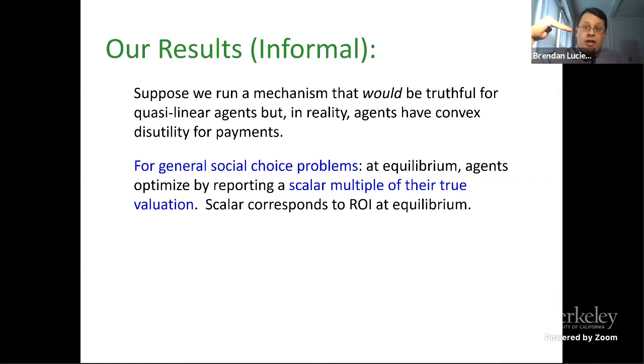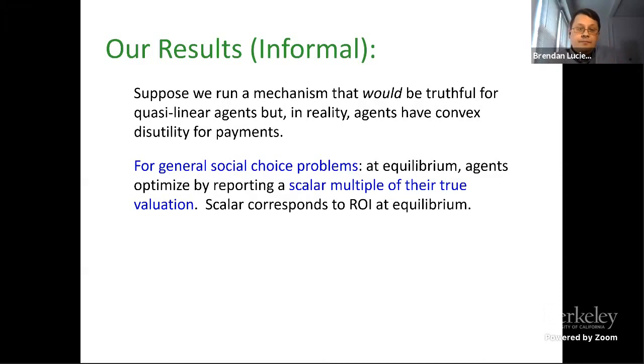So in particular, in this additive case, an agent could declare an arbitrary bid for every good, but they always have a best response where they take their bids for the different goods and reduce them down by some uniform factor. And in fact, this factor is interpretable. These scalars, we can think of them as corresponding to the return on investment that the agents get at the equilibrium that results when we run the mechanism.